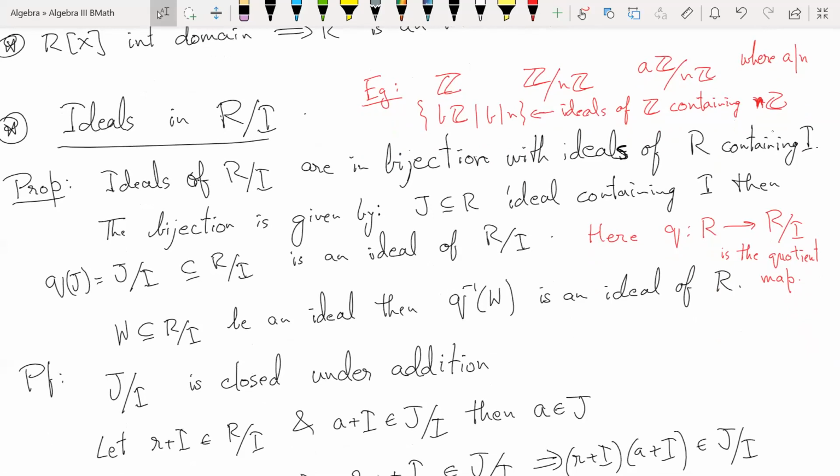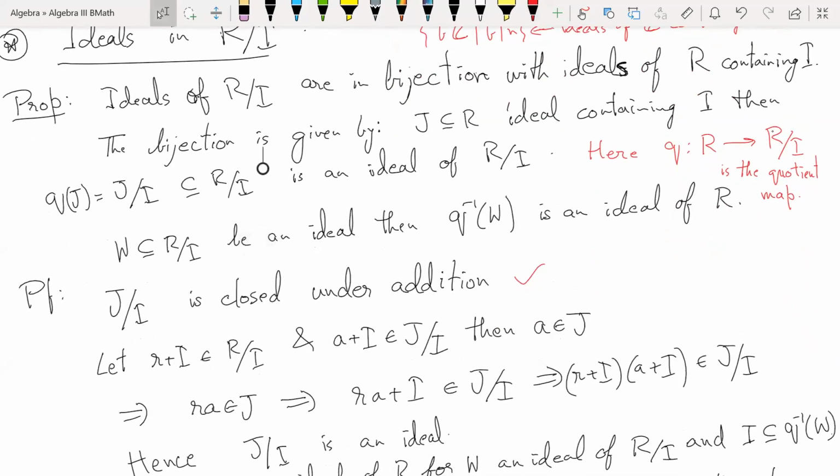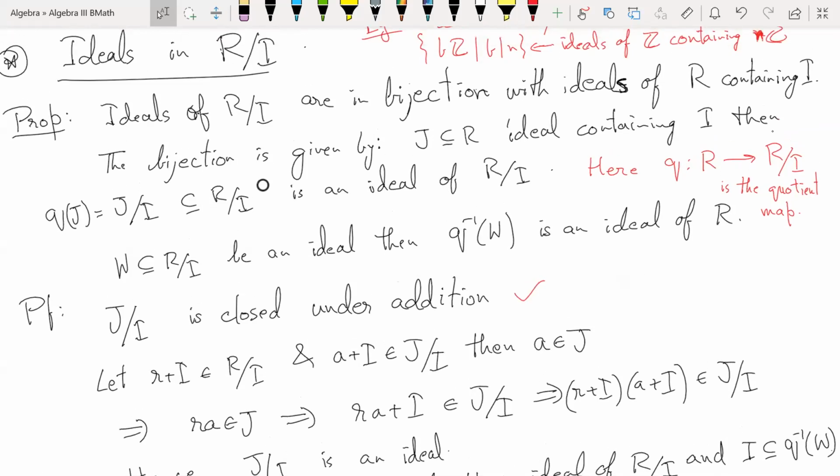So J mod I, as we argued while stating the proposition, is closed under addition. It's actually a subgroup of R mod I, so this part is okay. So we only have to check the product. So let r plus I be an element of R mod I, and a plus I be an element of J mod I. We have to show that the product of these two is in J mod I. So a plus I is in J mod I.